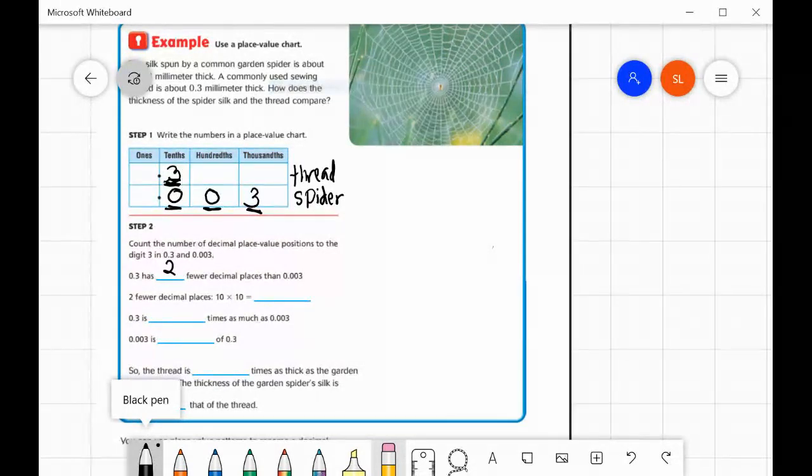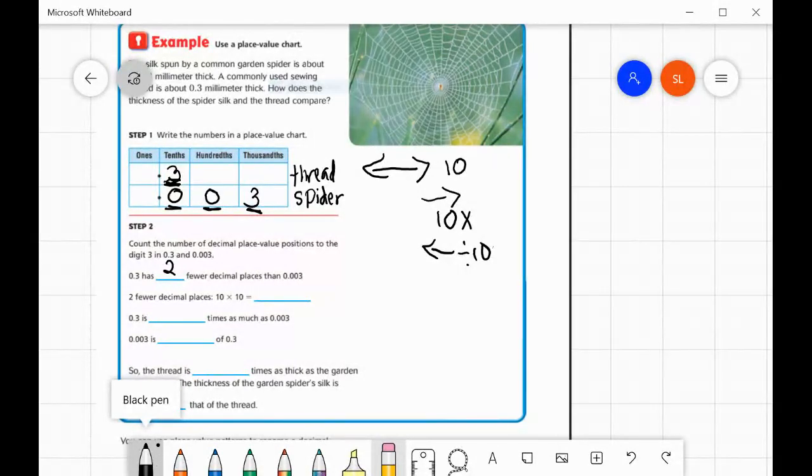2 fewer decimal places is basically 10 times 10. We talked about powers of 10, and as we move either direction on our place value chart, we are moving by 10. All right. If we're going this direction, it's 10 times. And if we're going this direction, we're dividing by 10. All right. If we're moving the decimal place.